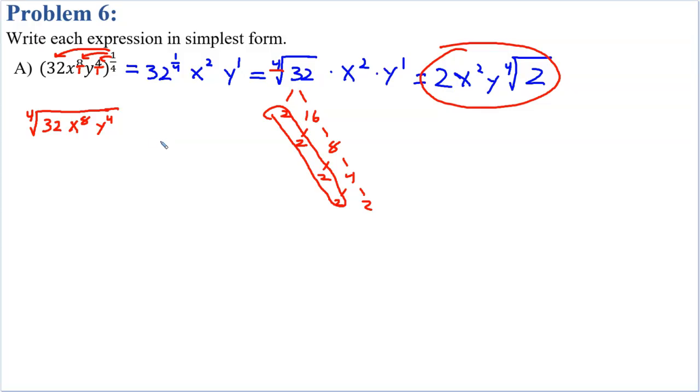All right, once again with part B, pause the video, give that a shot, run through it, and then check your answer before we move on.